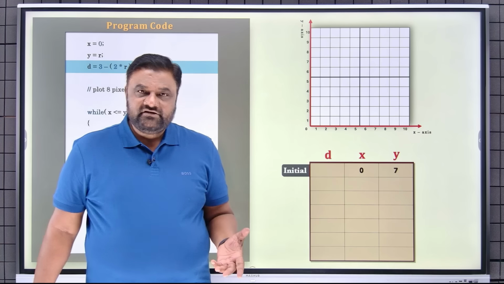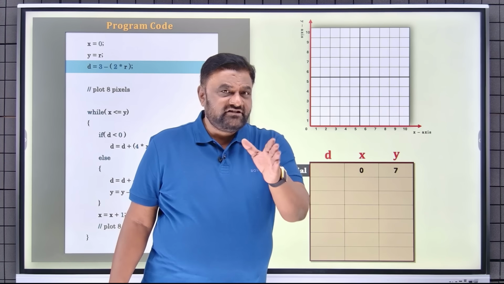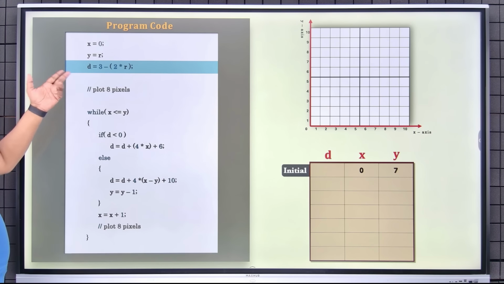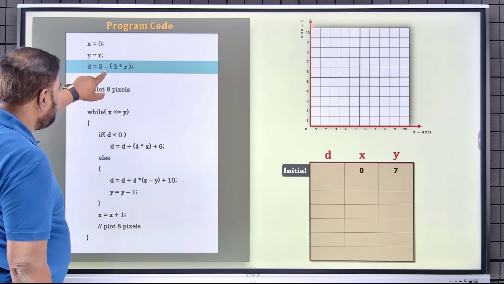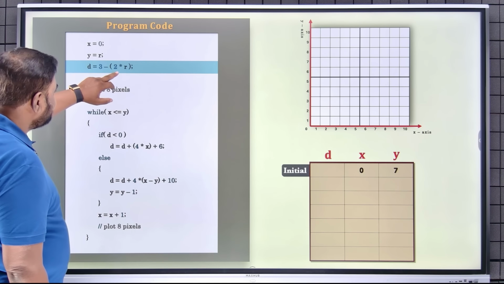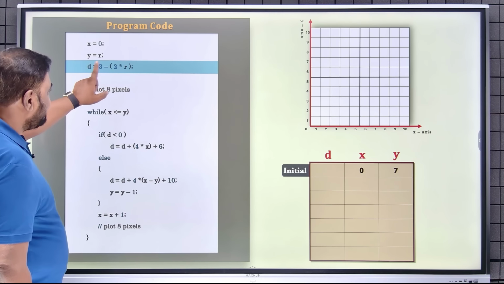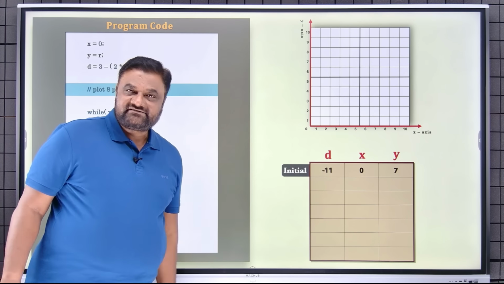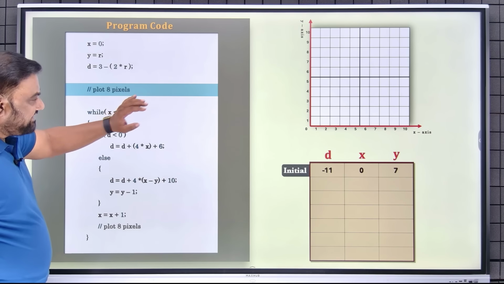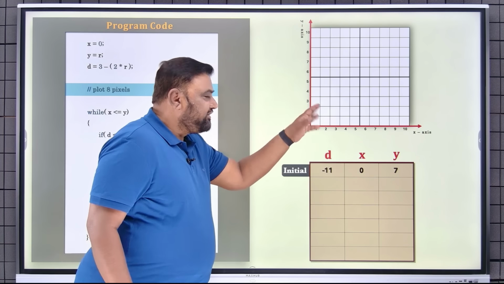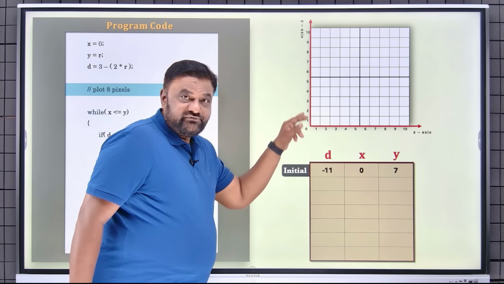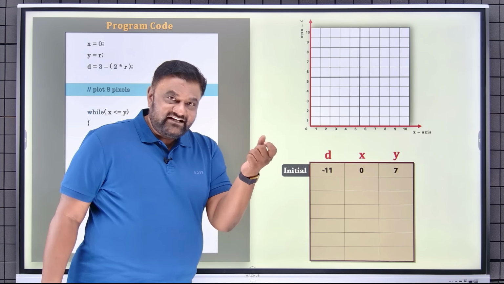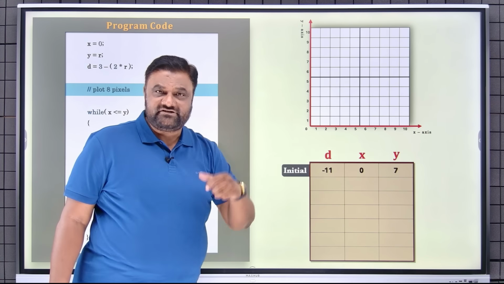I am taking 7, but you can do it for any radius. Whatever the radius is, you decide here. Then next is the decision variable, 3 minus 2r. r is 7, so 3 minus 14 is minus 11. The moment it is executed, this is minus 11. The next thing is plot 8 pixels. For x value as 0, we don't have a pixel. I said already that this is 1. We are not taking intersection points, we are taking cells, so we'll start putting pixels from 1 onwards.